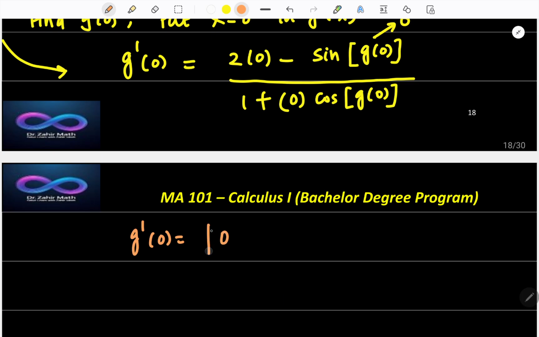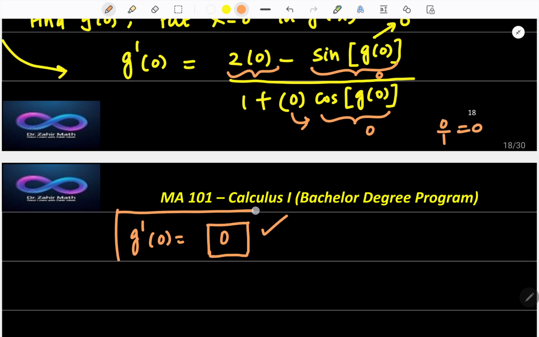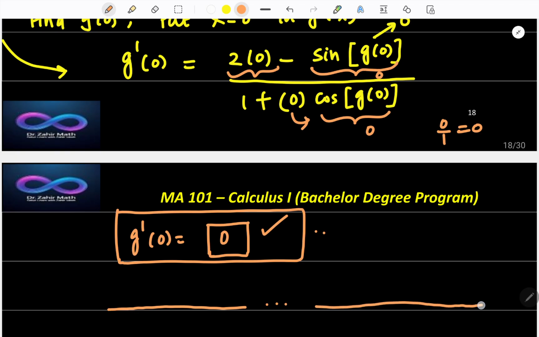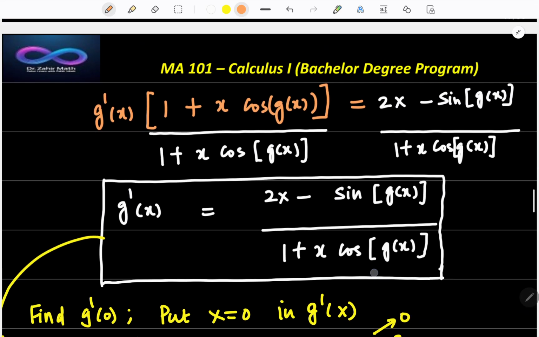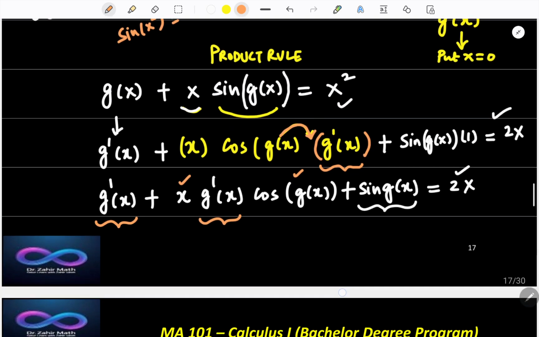So you're going to get what? 0. This is 0. This is 0 because multiplied by 0. So this is also 0, right? And this is 0 and this is 1. So 0 divided by 1, which is equal to 0. So g dash of 0 is equal to what? 0. Clear, everybody? Teacher, for 0 we suffered this much time, teacher. No, not every time you'll get 0. You may get a different answer also, keep in your mind.